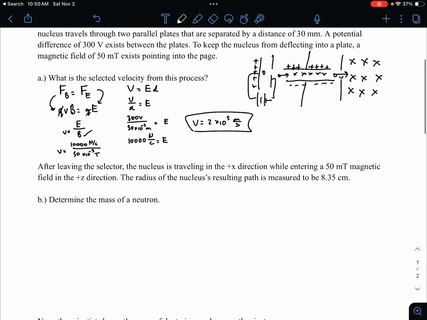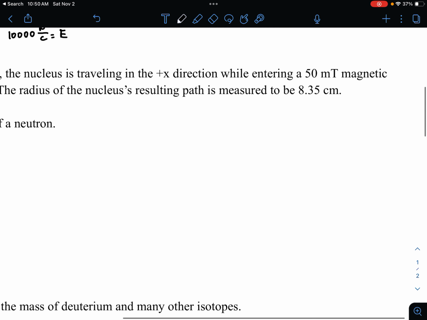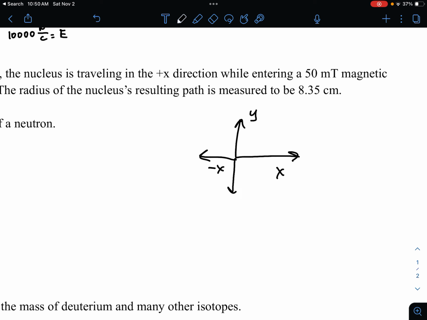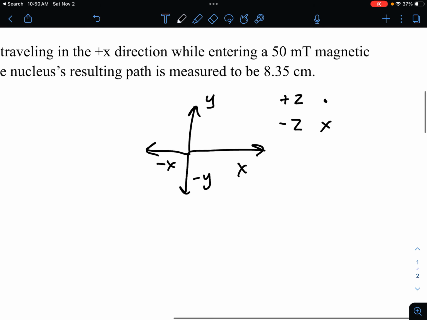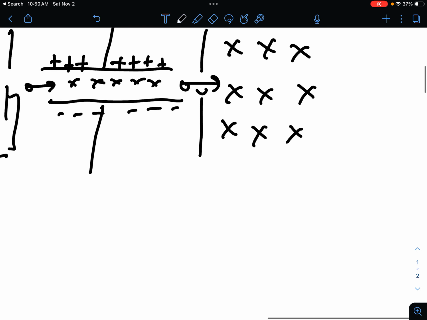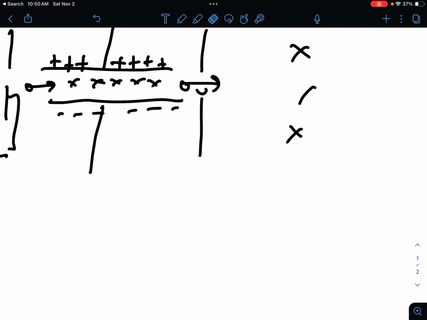After leaving the selector, the nucleus is traveling in the positive x direction while entering a 50 millitesla magnetic field in the positive z direction. So just as a reminder, if we think about our axes, this would be the negative x, this is y, this would be negative y. Positive z is pointing into the page, and then negative z is pointing out of the page. So if we go back here, our picture would actually look a little bit different. It would look like this. It would be pointing out of the page.